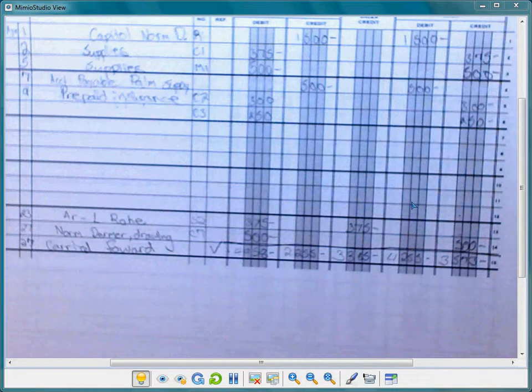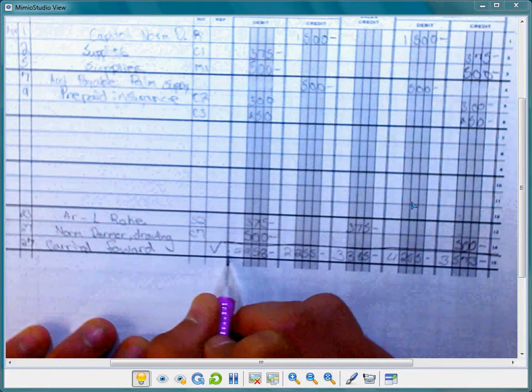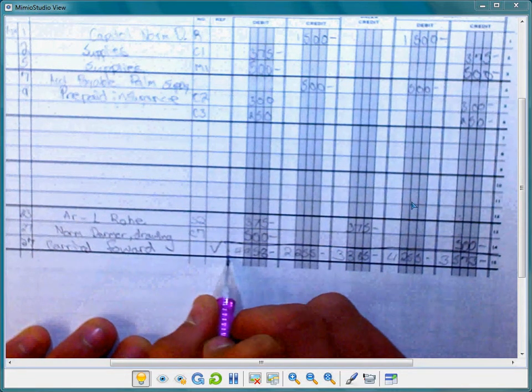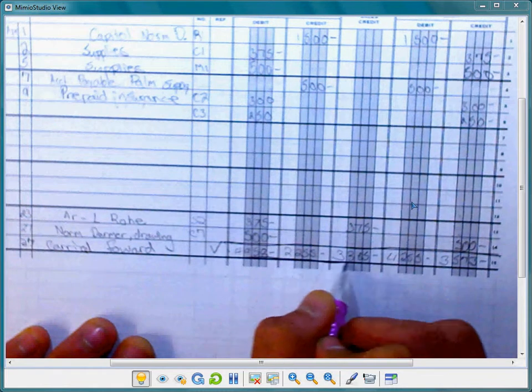Okay, so yes, those equal each other, so beneath the column totals, do a double rule. It's just like two straight lines. Draw across once, and then below that, draw another one.